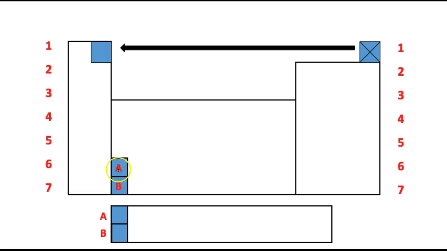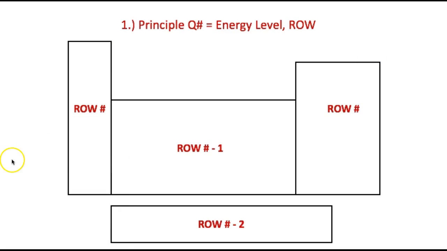But just know when we get to this section of the periodic table, we have to drop down here, and we get to where it says B here on the periodic table, we need to drop down here. Okay, so the next thing I want you to do is right on your periodic table, the principal quantum number is the energy level or the row. So when I'm in this section of the periodic table, it's just my row number.